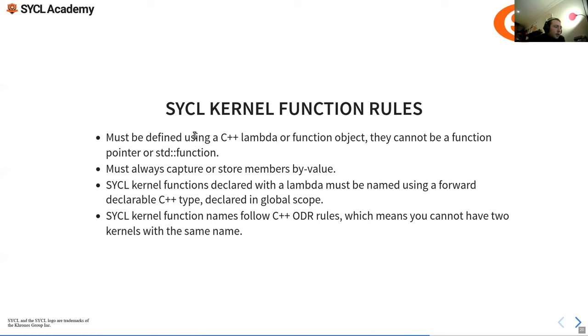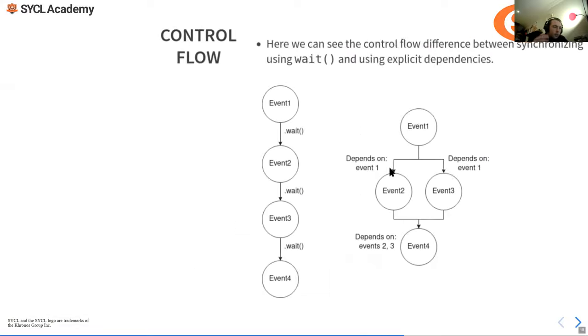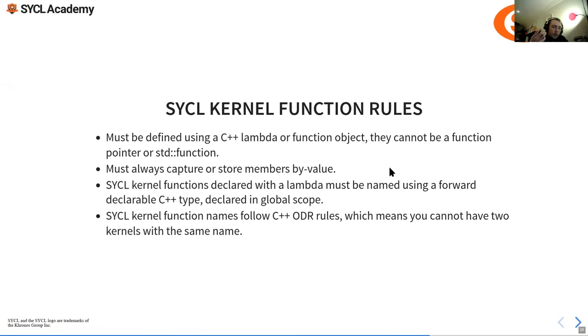Kernel function rules. They must be defined using a C++ lambda or a function object, and cannot be a function pointer or a std function. As I said earlier, you need to use a C++ lambda or function object. I would personally recommend lambda, but it's a matter of taste. They must always capture or store members by value. This is very important. When you're defining your single task, you need to use by value. You can't pass things by reference into a kernel, because with malloc shared or whatever, you might be dereferencing things in the wrong way. You want to pass them by value, so that they're appropriate to be run on the device.